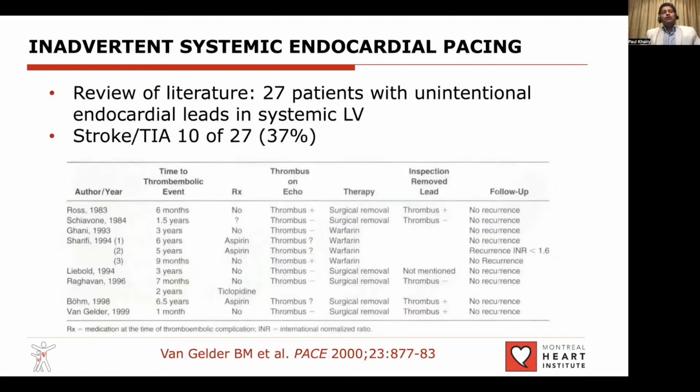Now, what if you inadvertently place an endocardial lead in the systemic circulation? Well, this case series describes that in these patients, 37% of them will have a stroke or TIA, hence the recommendation to remove and reposition a lead that's placed in the systemic circulation. But what if you purposely place the lead in the systemic circulation? So you know about it, but then you aggressively anticoagulate your patient.